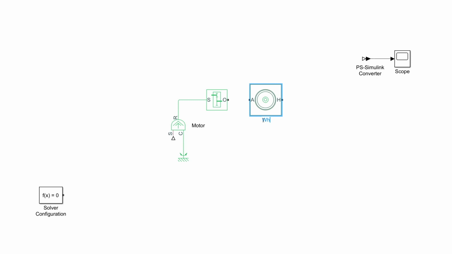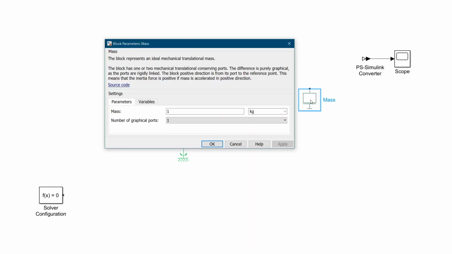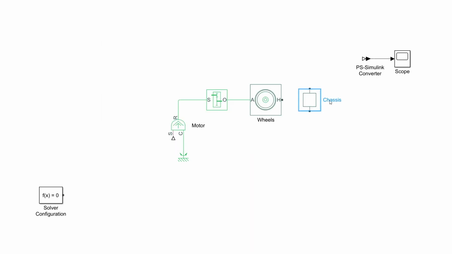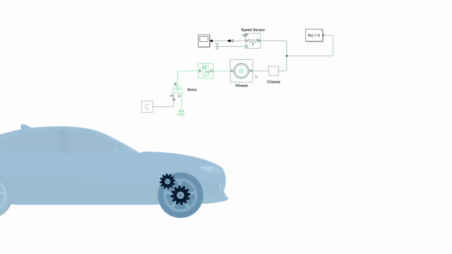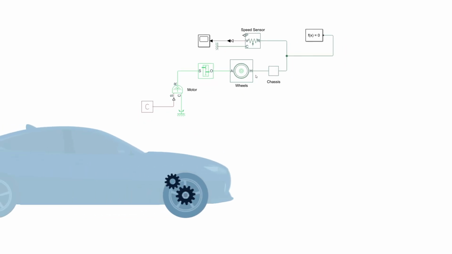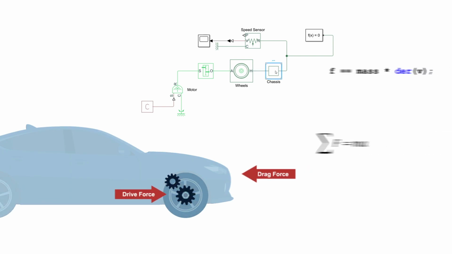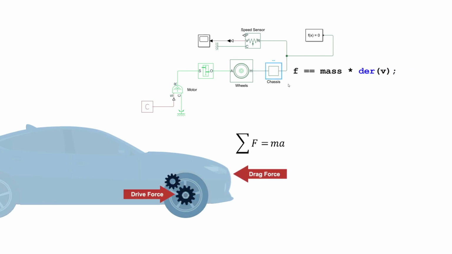Now we add wheels to make the car move, a mass to give it inertia, and a motion sensor to measure the car's speed. The components of our model are connected to each other just like they are in the actual system. The lines connecting the components represent equations that describe how the components interact with one another. Each component also has equations describing its behavior.